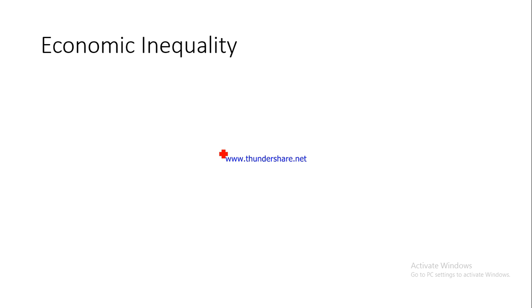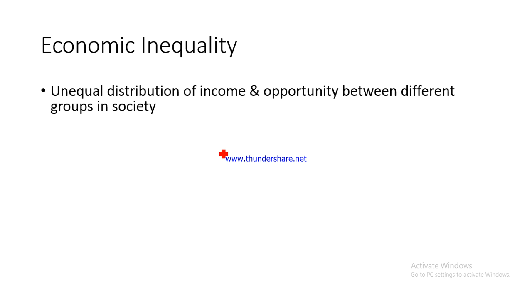I hope you remember our discussion on absolute and relative poverty. Fine. Economic inequality is where there is a lot of relative poverty. Fine. Economic inequality means all the sections of the societies are earning significantly different incomes and so there is a lot of relative poverty in such societies. So let us begin our discussion on economic inequality, the unequal distribution of income and opportunity between different groups in society.